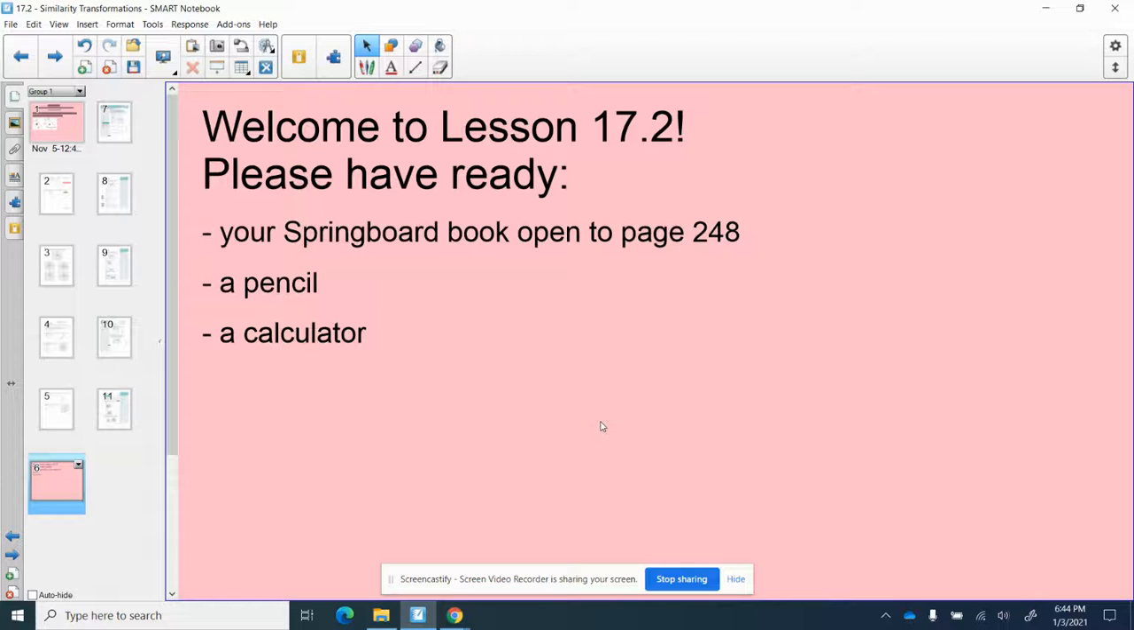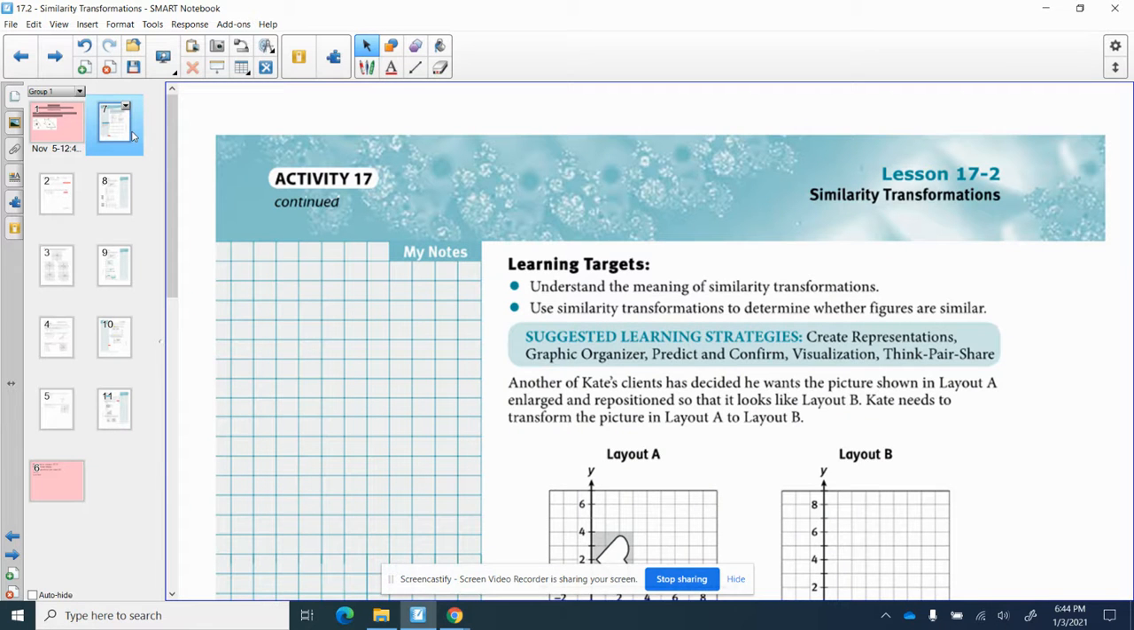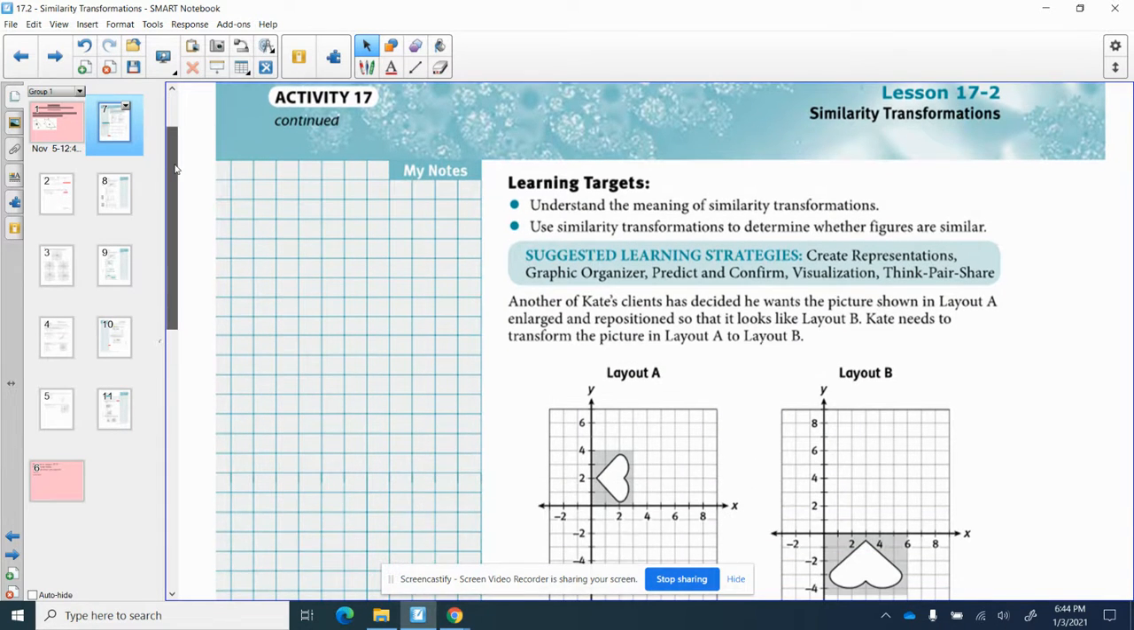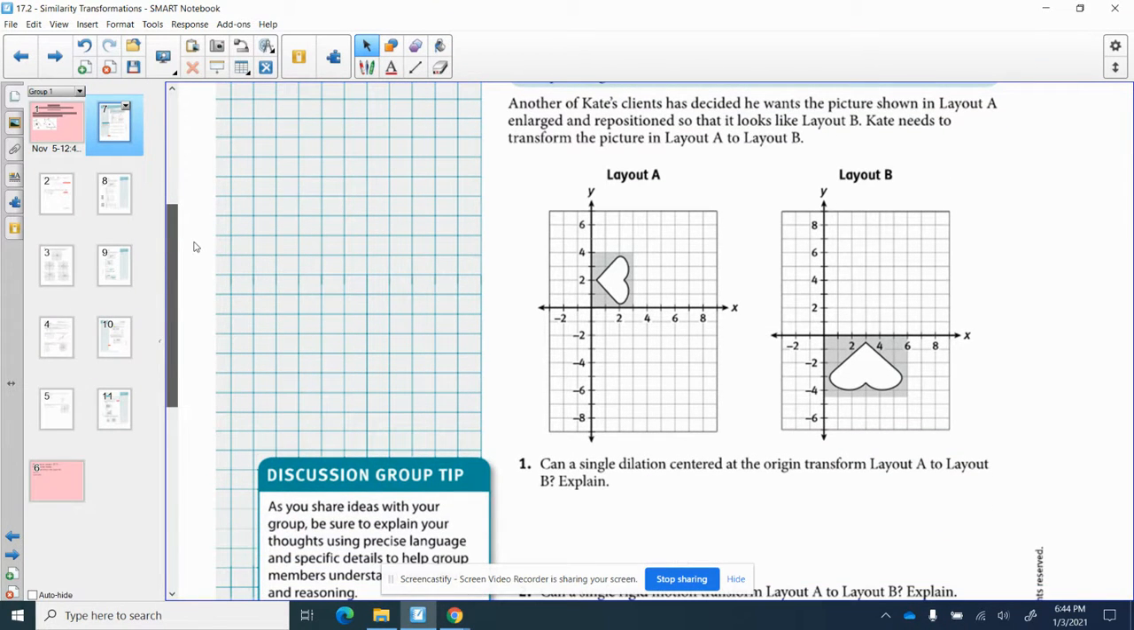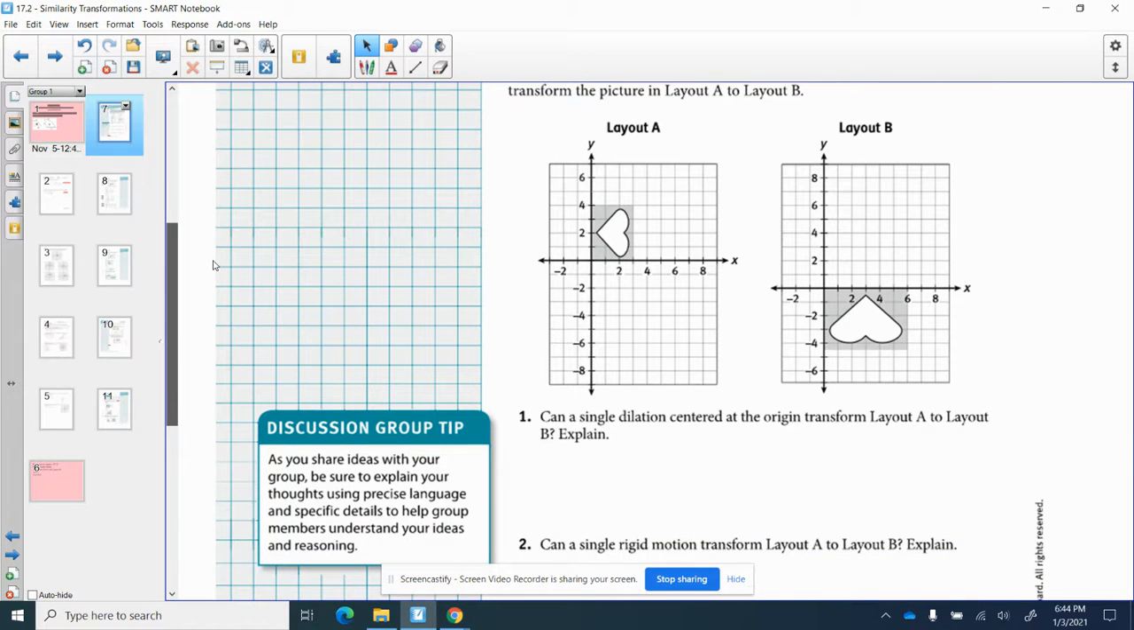Hi everyone, and welcome to the next lesson in Activity 17.2. We are starting today on page 248 in your Springboard book, and you're going to want a pencil and a calculator. So we've talked a lot so far about our new transformation, dilations. And just like we can have a composition of transformations that are rigid motions, we also can have a composition of transformations that is going to map something onto something else, including dilations.